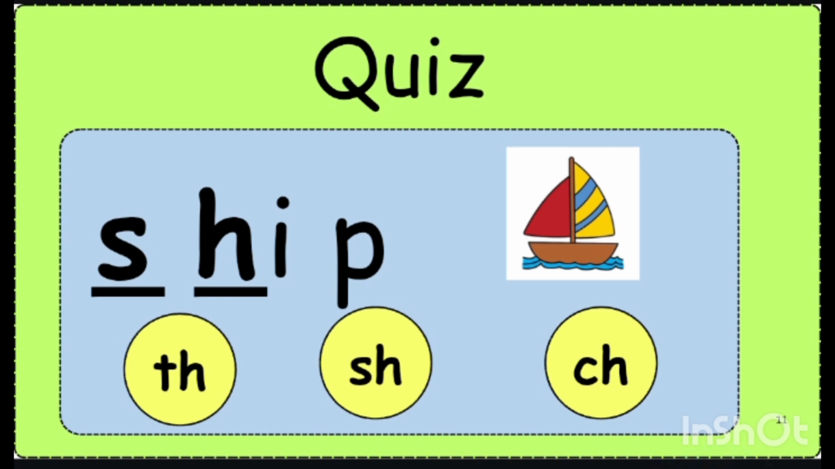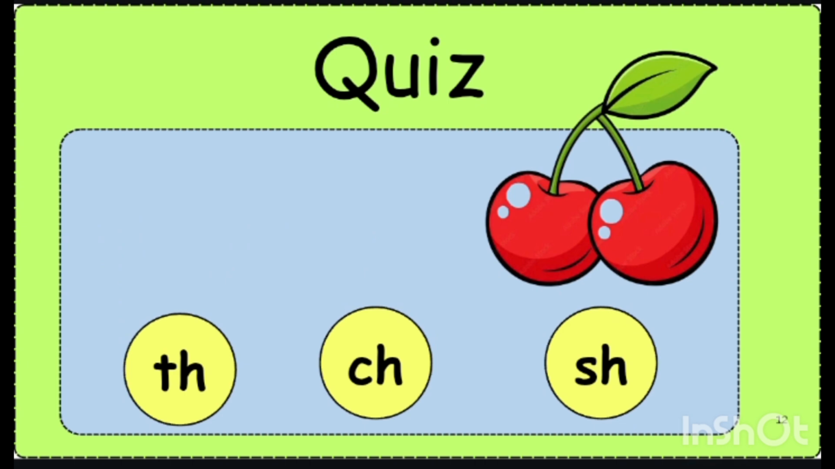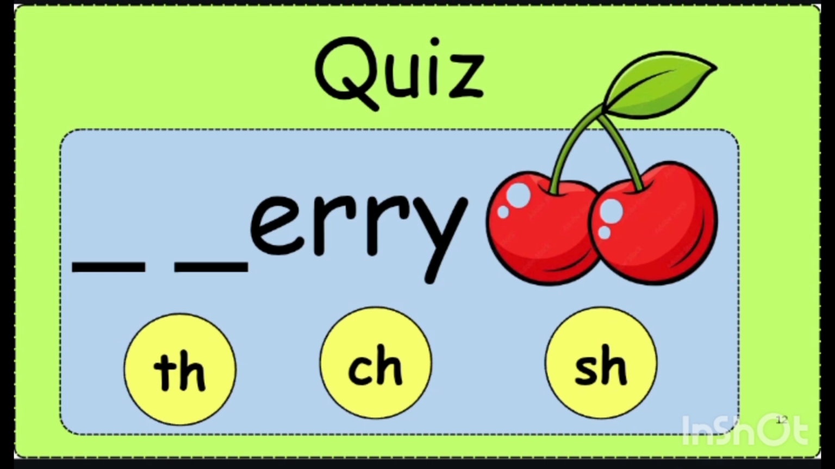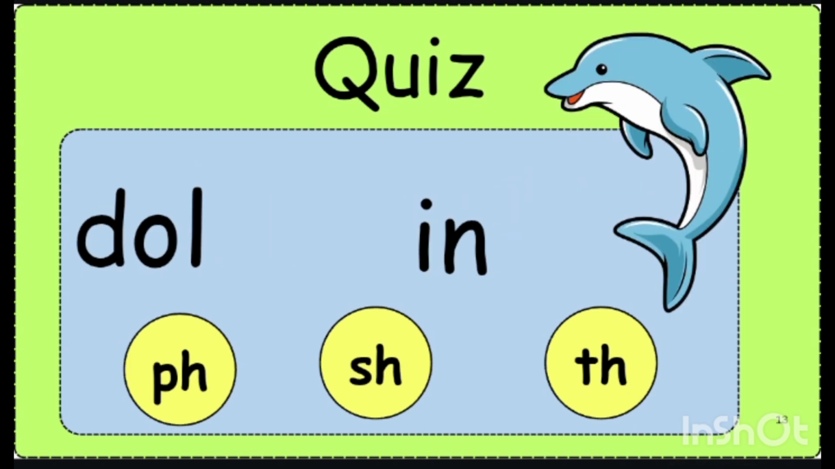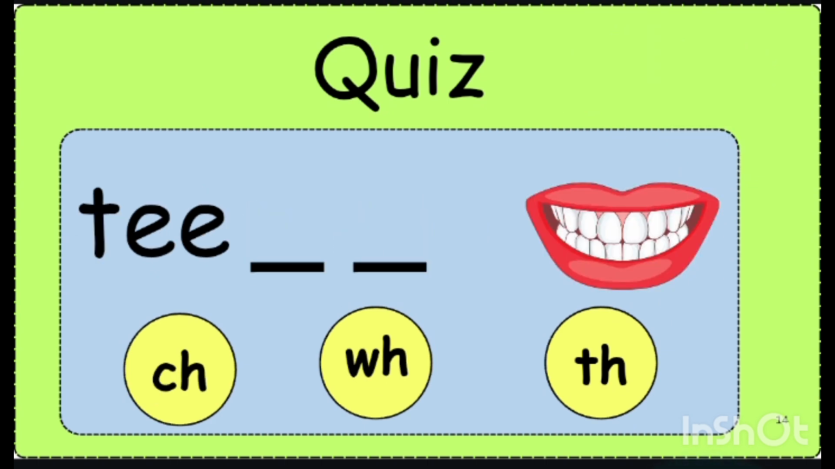S and H together make ship, sh, ship. Which digraph will come over here? Th, ch or sh? Cherry. So the ch digraph will come over here. Now observe this picture. Can you guess the digraph? This is ph, dolphin. Okay, what is this digraph? Ch, w, th, teeth.